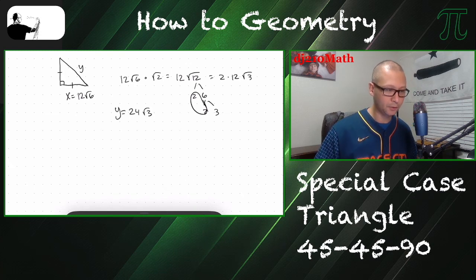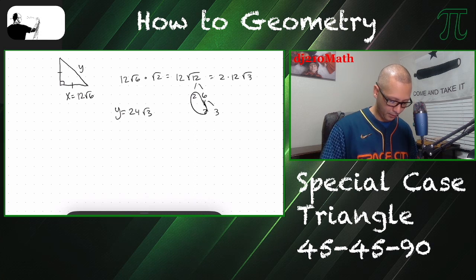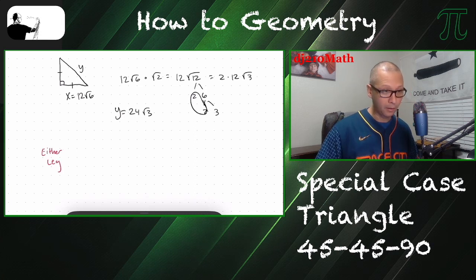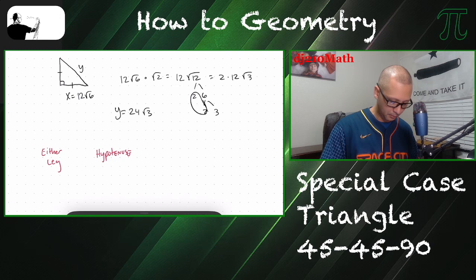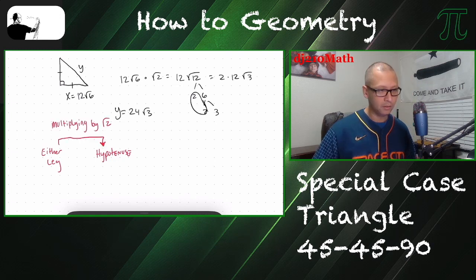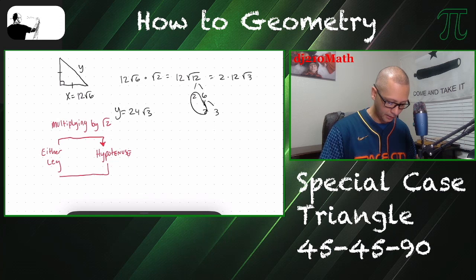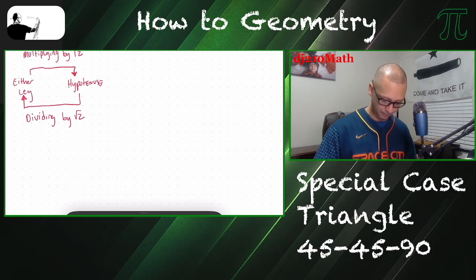All right, so a very useful tool is that if I know either leg, I can always get to the hypotenuse by multiplying by root 2. Likewise, if I know the hypotenuse, I can get to either leg by dividing by root 2. So let's see an example of that.